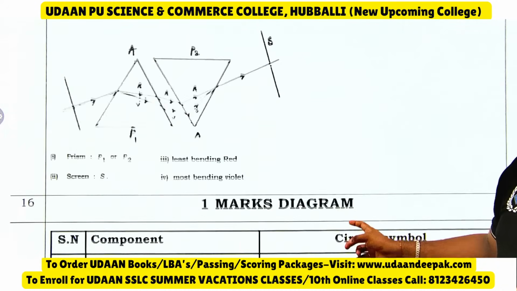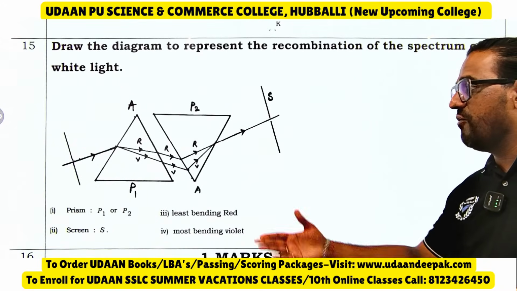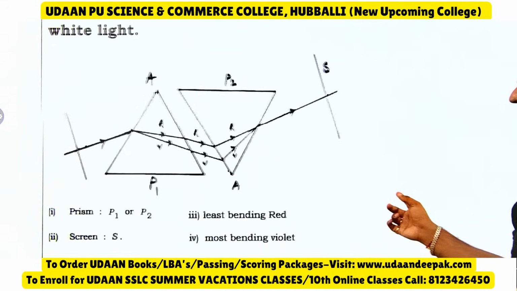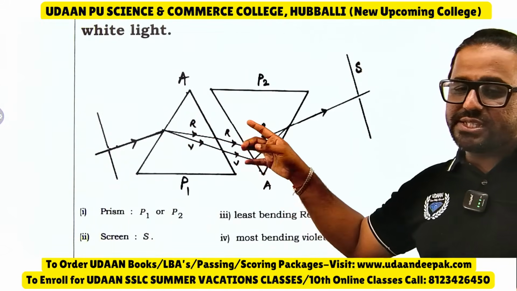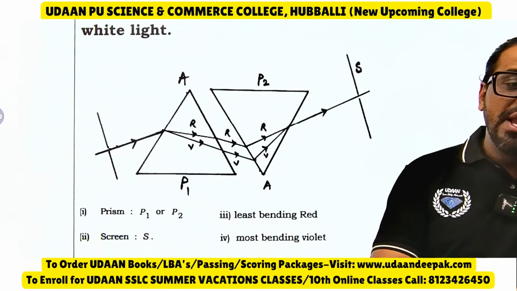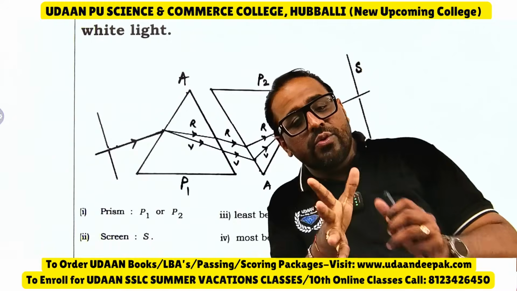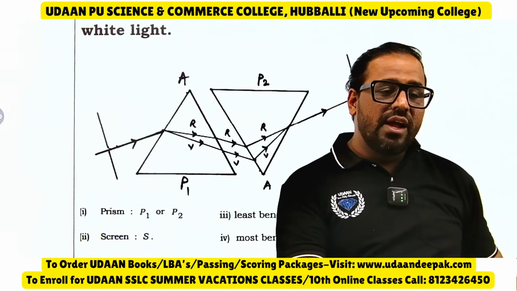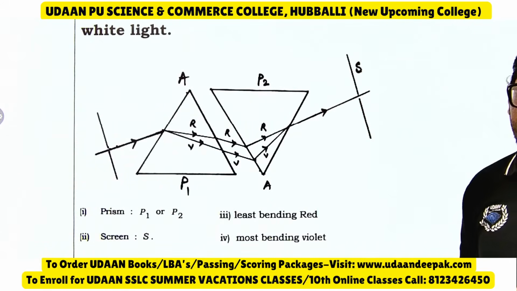Okay, then you can see, draw the diagram to represent the recombination of spectrum of white light, the one which I have shown previously. And you can see violet bends the most and the red bends the least. This bending most and bending least you should be able to do. Compass needle also came in the previous preparatory. You should not leave it; once you pick up, you must read all the activities and practice those activities.